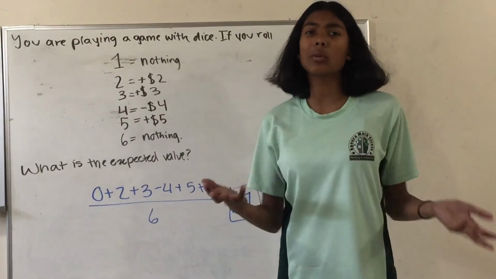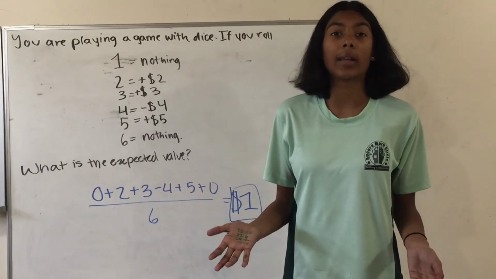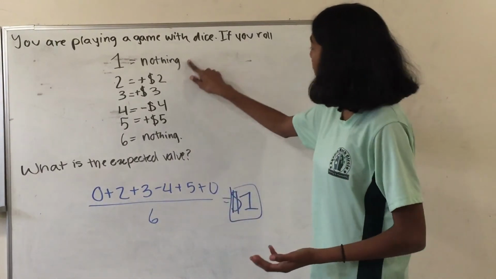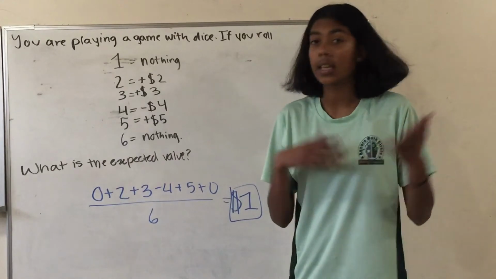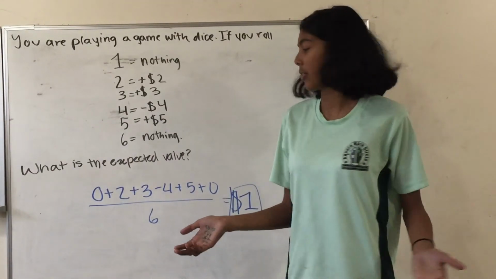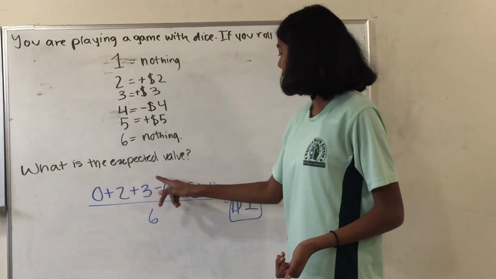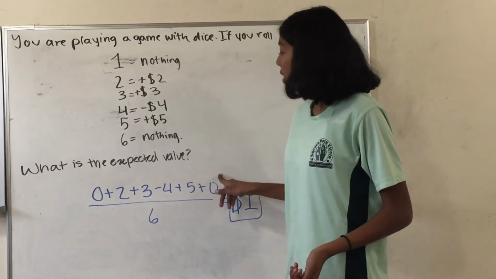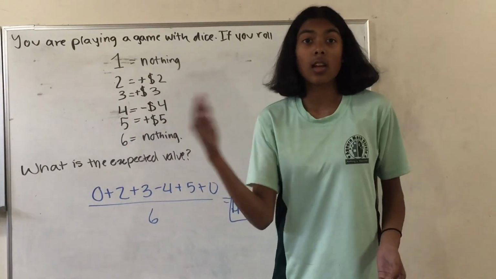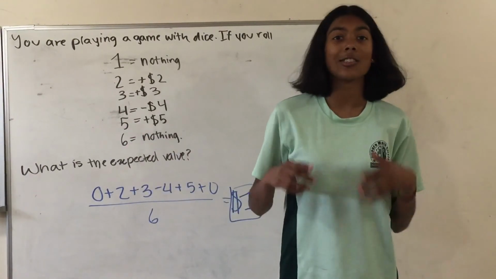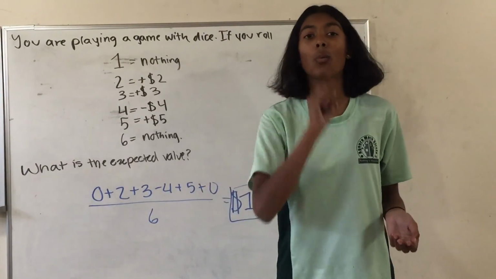So for this, it's a really simple problem. You might overcomplicate it, but basically you're just going to add up all of these, divide by 6, and you get your expected value. So 0 plus 2 plus 3 minus 4 plus 5 plus 0, that all adds up to 6. And then dividing by 6, you get 1. So our expected value for this game is 1.